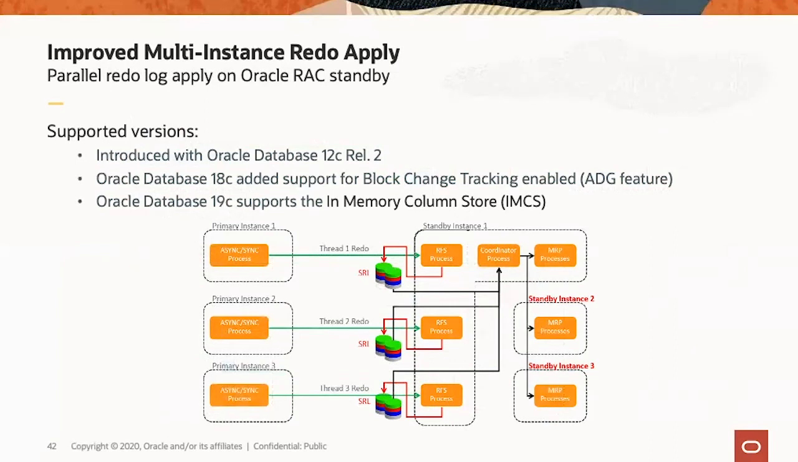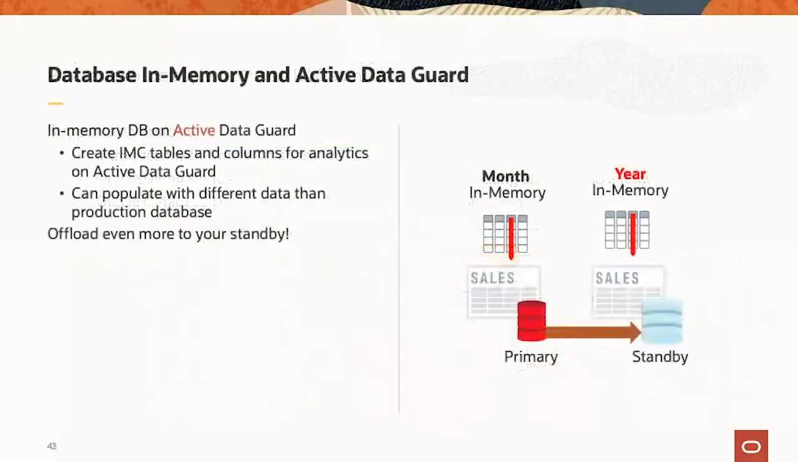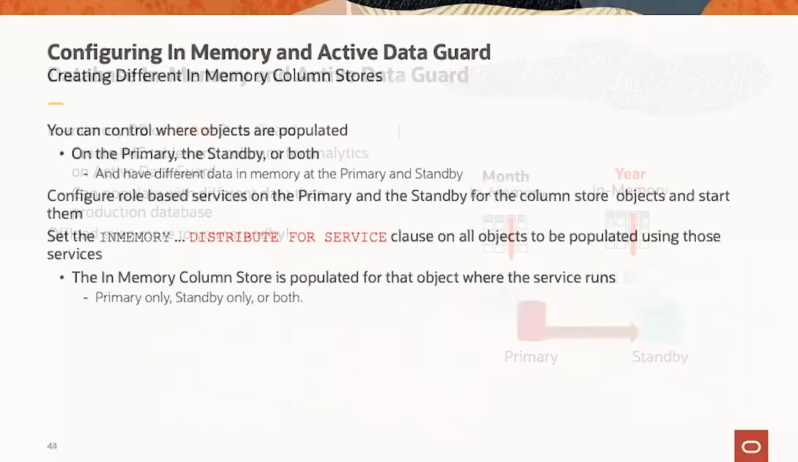And that brings us to the in-memory column store. In-memory database can be activated on Active Data Guard, so you can create your IMC tables also on your standby database. And the cool thing is that you can populate them with different data than your production database. And how do you do that? Basically, you just set INMEMORY_DISTRIBUTE for the service, and you have the ALTER TABLE and ALTER statements ready, and they can differ between primary and standby.